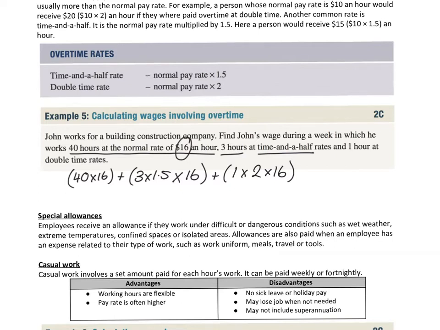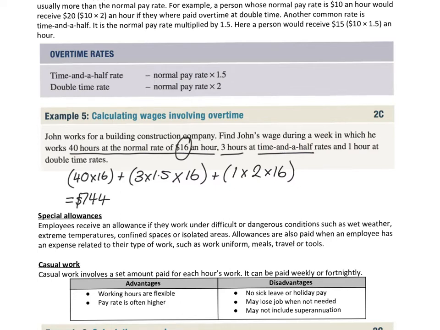If you put all of that into a calculator, you can do it all in one step, as I said. Or if you prefer to break things up, you could have broken it up. But you should get a total of 744. And that's what he gets for the week.